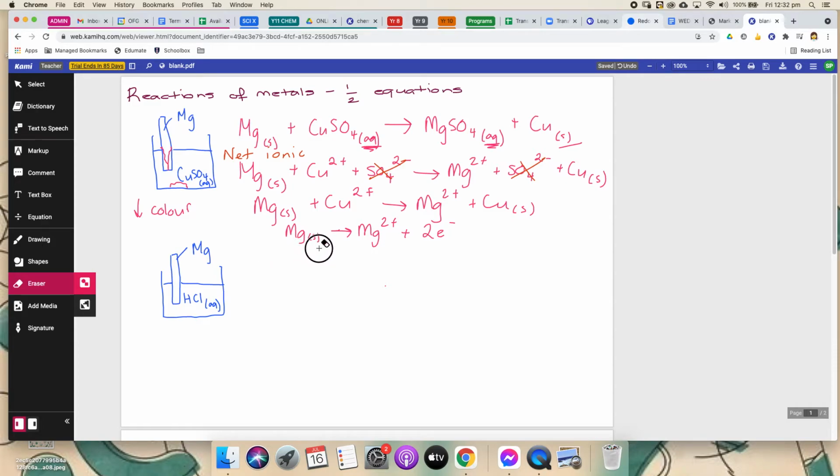Okay? Opposites happened with the copper. It started with a positive, and ended up as a solid, neutral. So it's gained the 2 electrons that were given off by the magnesium. So these things are the same. Magnesium gives the electrons off, copper accepts the electrons. Those 2 things together are called a redox reaction.